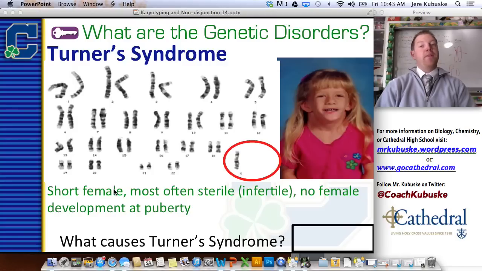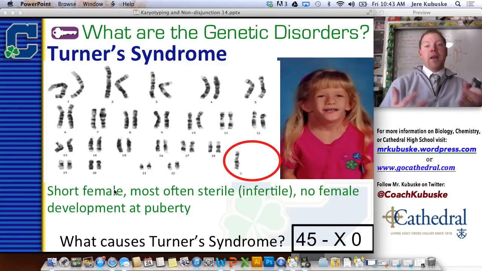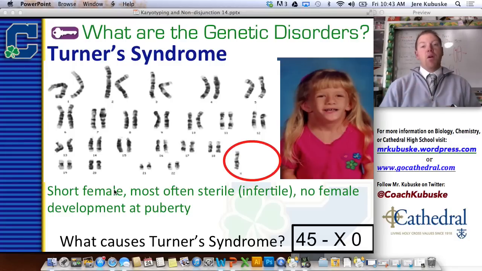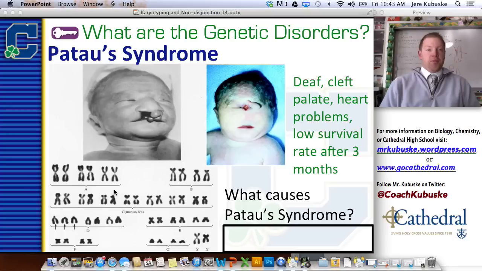This person only has 45 chromosomes, and we could call it monosomy 23, but technically we don't ever refer to the sex chromosomes as the 23rd pair because they're not always paired, because one's an X and one's a Y sometimes. So a lot of times they'll just refer to Turner syndrome as X0 because there's not a second sex chromosome. Patau syndrome.